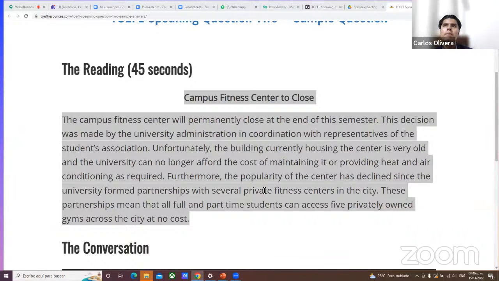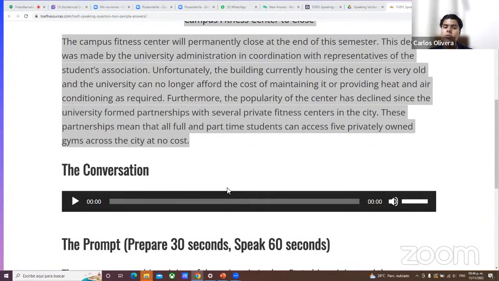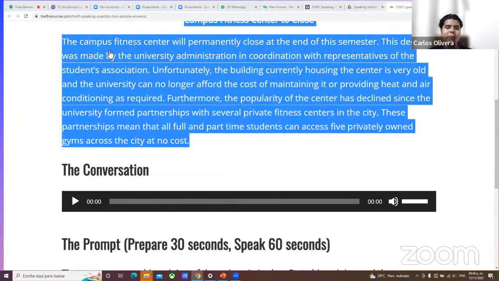So, fantastic. In this case, we have read this passage about a university for some reason trying to shut down the fitness center. They explain those reasons here. Now let us listen to 2 students discussing this. As I told you, try to identify the main speaker, okay? The one giving his opinion and also his reasons, okay? Let's listen to this new conversation.